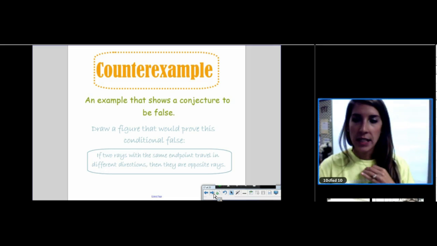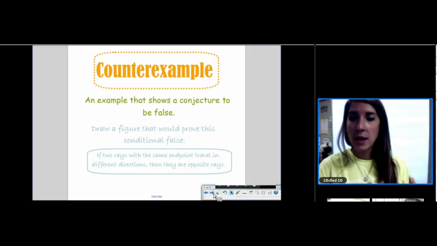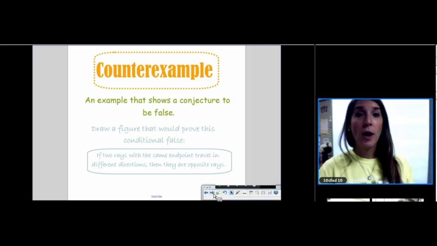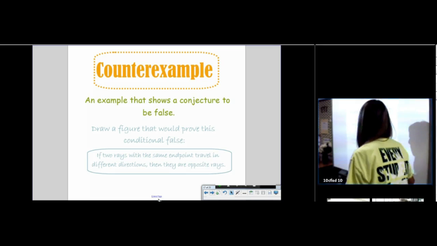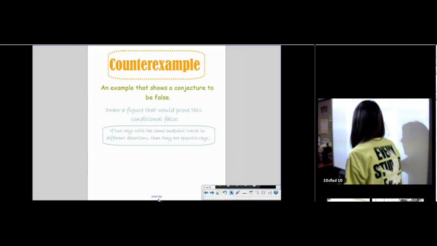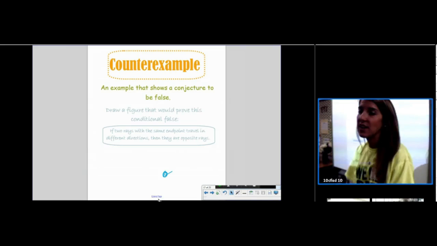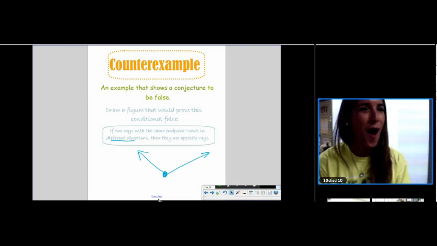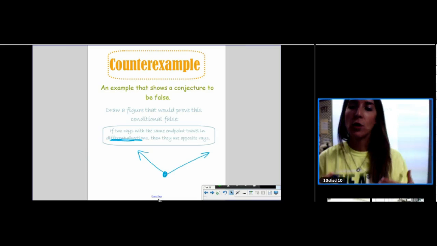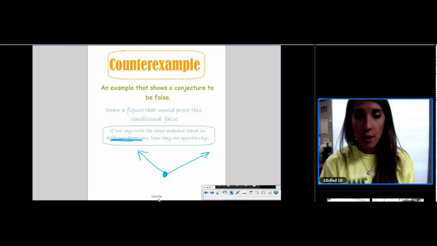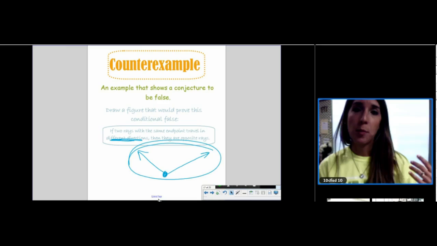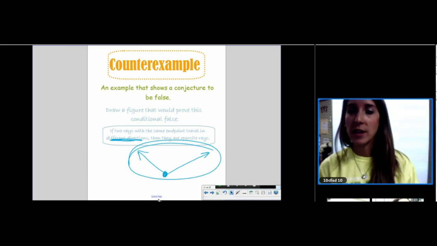Draw a figure that would prove this conditional false. If two rays with the same endpoint travel in different directions, then they are opposite rays. So try to prove that statement wrong. Okay, I'll draw two rays with the same endpoint. They are traveling in different directions, but they're not opposite rays. So I just proved that sentence false, and this picture is my counterexample. So sometimes a counterexample is a word, and sometimes a counterexample is a picture.